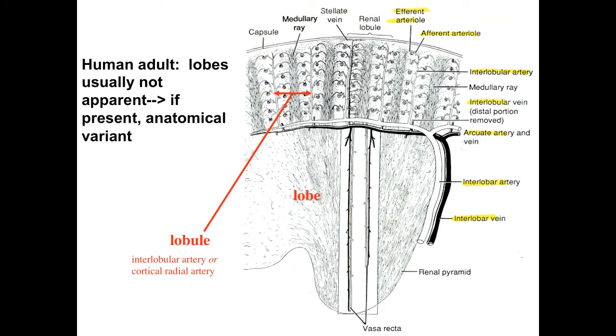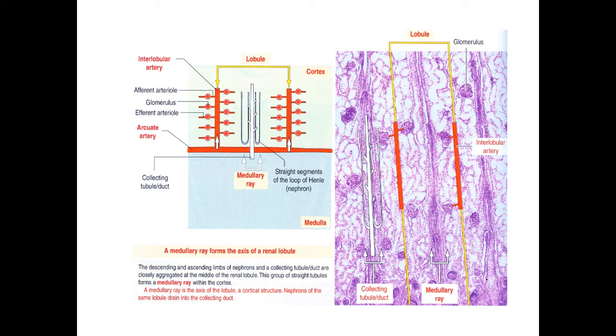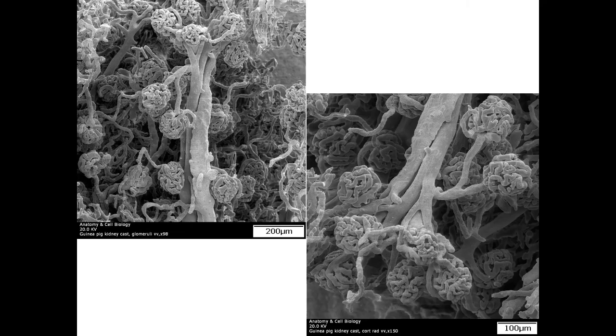Now, in a human adult, lobes are not usually apparent. If you see them, they're an anatomical variant. In the human fetus, lobes are readily apparent. This just reviews what I've just told you. Here is a lobule. The boundaries of lobules would be these interlobular arteries, and the axis, the central axis of a lobule, would be these medullary rays. So the medullary ray is the central axis, and the interlobular arteries as the boundaries of a renal lobule.